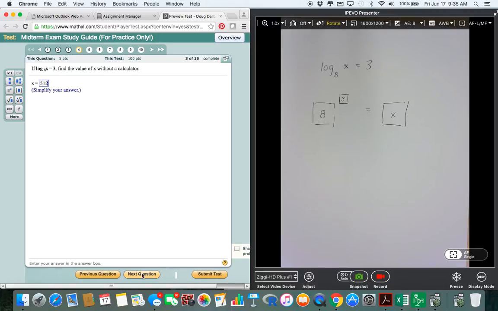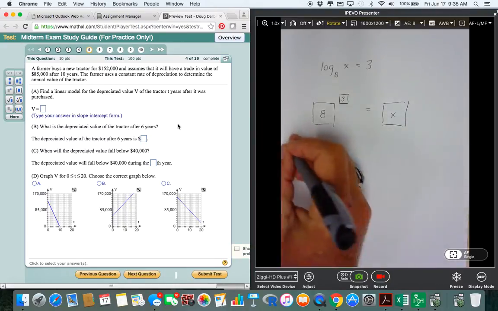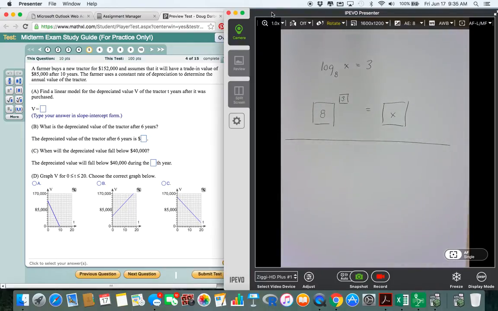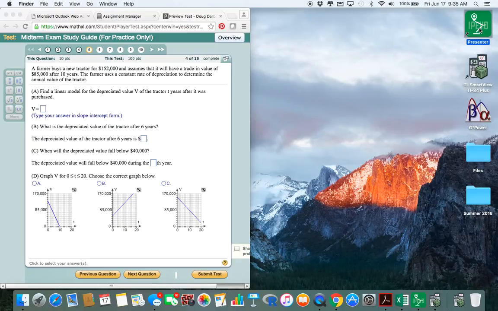Okay, next question. Moving right along. A farmer buys a new tractor for $152,000. Assume that the trade-in value is $85,000 after 10 years, and use a constant rate of depreciation. Find the annual value of the tractor. Okay, so guys, what this is telling me, well, we're going wacky again, so let's shut this thing down. I don't know why that's doing that, but it's annoying.